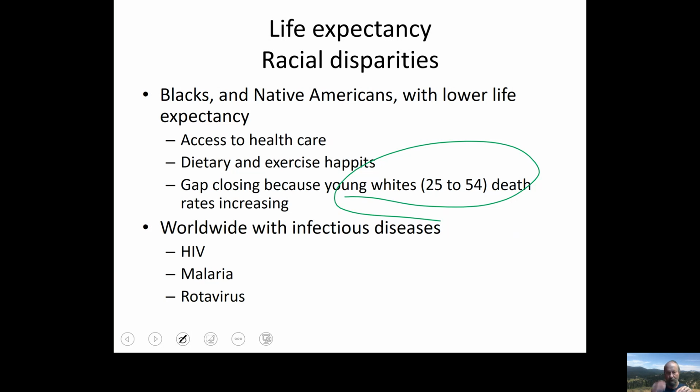Worldwide, it's infectious diseases, in particular HIV, still HIV, AIDS, rotavirus, diarrhea. And people, especially kids, will get really bad diarrhea. And if you just had Gatorade or something like that, you'd be fine. But they don't have that in third world nations, I guess you could call them. And malaria is a very big killer, very common, especially in Africa, but also in other parts of the world, India, Southeast Asia, but mainly Sub-Saharan Africa.